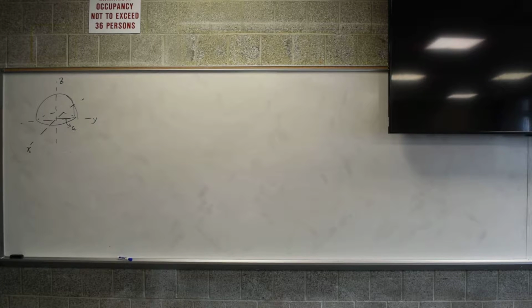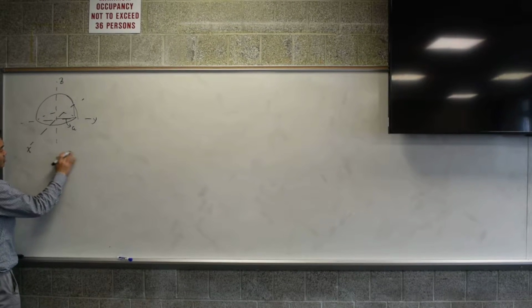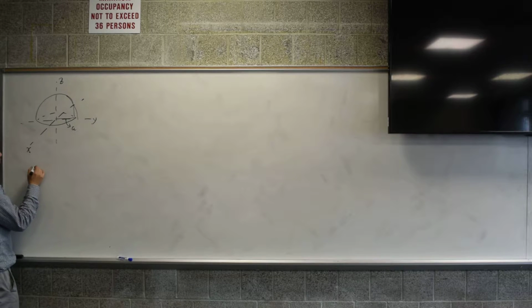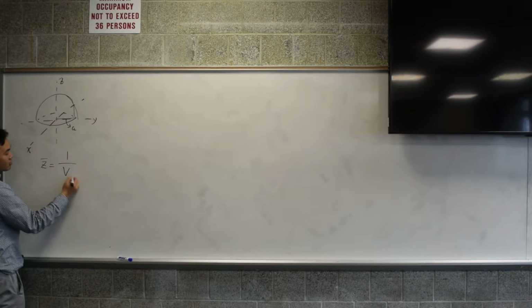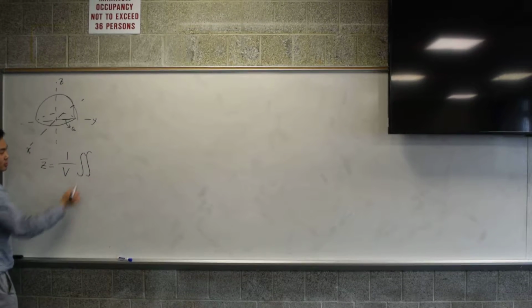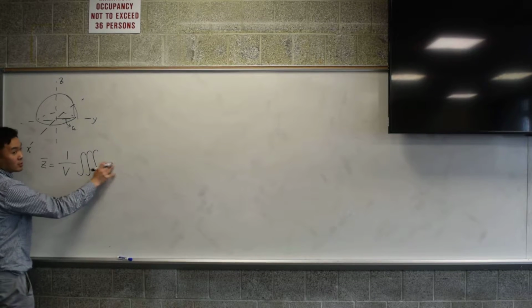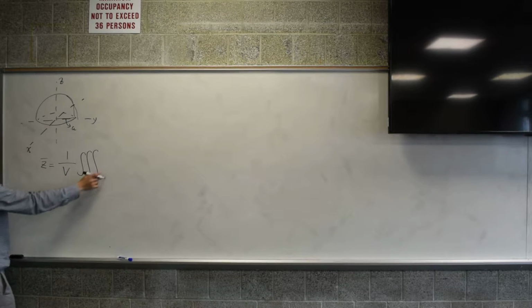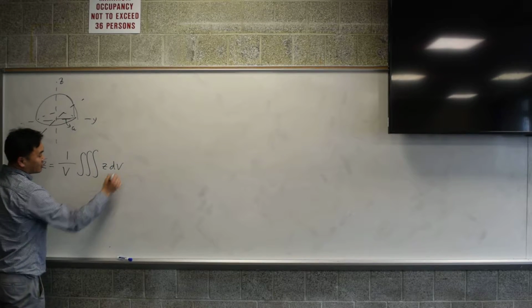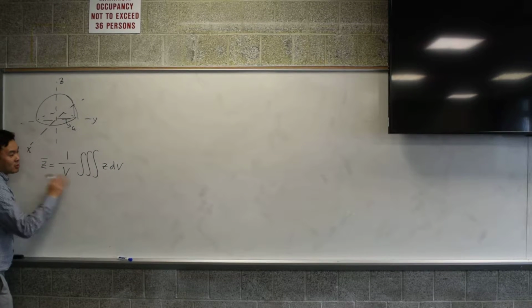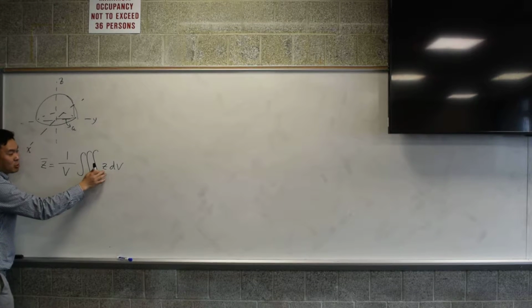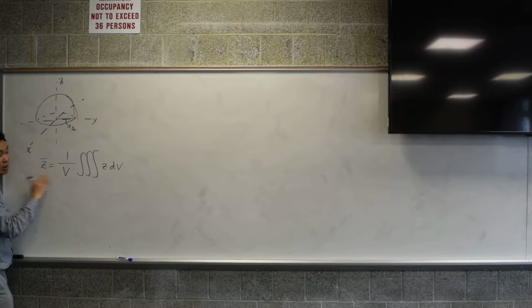The formula for the centroid is z bar equals 1 over the volume times the triple integral of z dV. I explained that this is really just taking the average value of the z coordinates over the entire volume. That's how you should think about this.